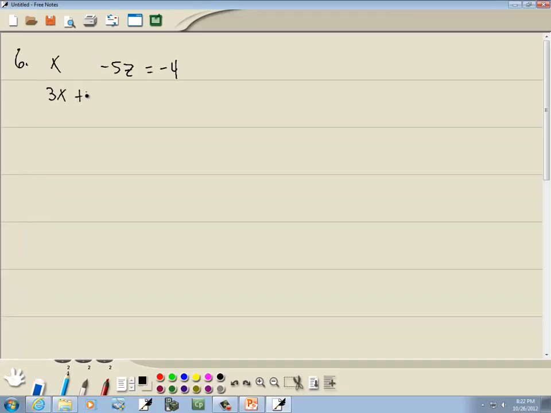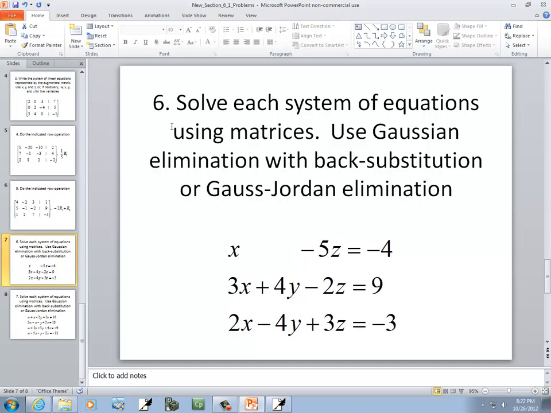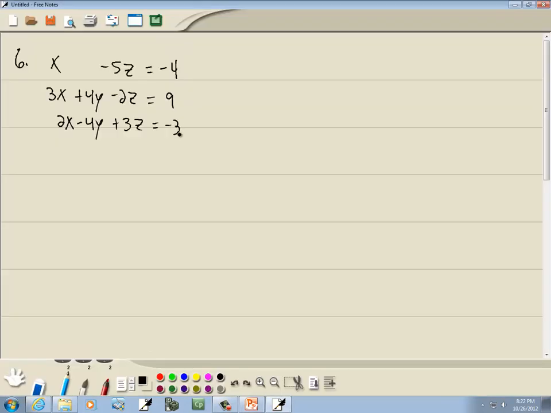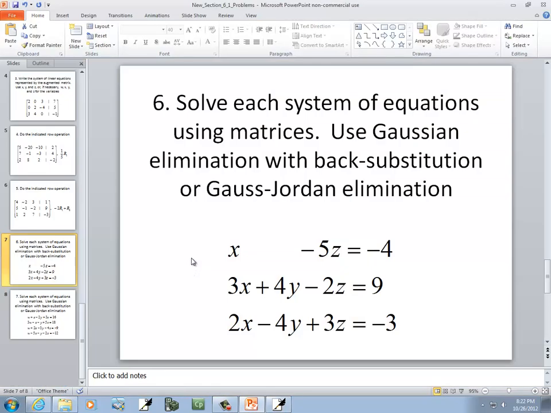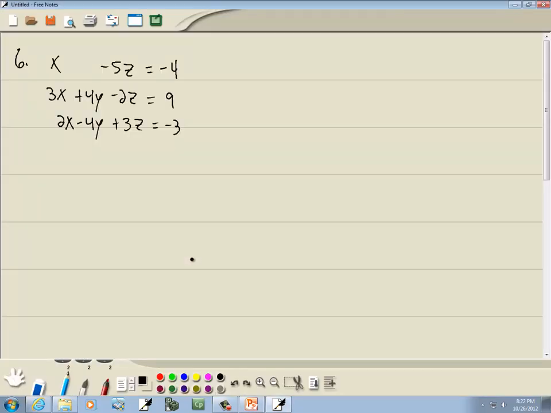So we got 3x plus 4y minus 2z equals 9. 2x minus 4y plus 3z is equal to negative 3. And let me double check all my signs. Okay, that looks good.